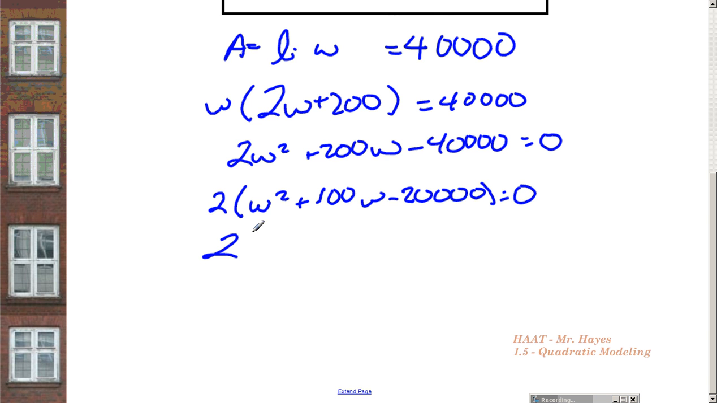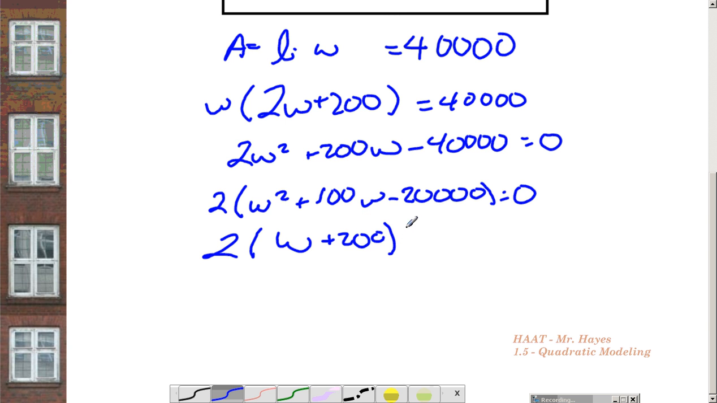So you can get 2. This does factor out. You're going to get w plus 200, and then w minus 100. So negative 100 plus 200 is 100. Multiply this together, you get 20,000. So then your answers are going to be negative 200 and 100.